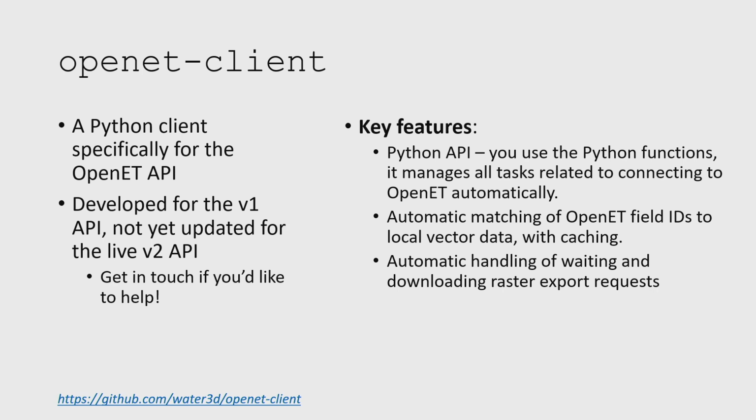It also handled, in the V1 API, automatic matching of your polygons to OpenET field IDs. So you start with polygons and you get your ET data back to polygons, and it handles the whole thing in between. And it also handled automatic weighting and downloading of raster exports. So those were features we needed. We segmented it a lot like the OpenET API itself with geodatabase and raster sections. But I think there's a lot of room for improvement if we were to bring this up to the V2 API.